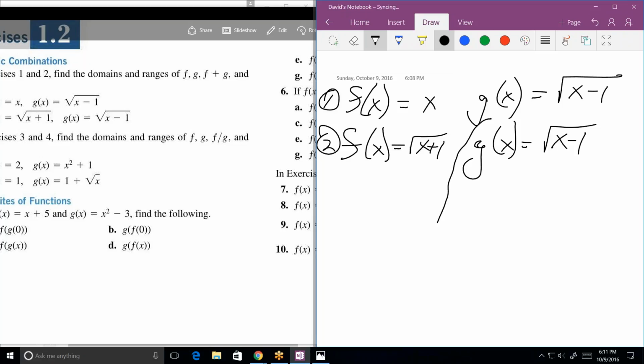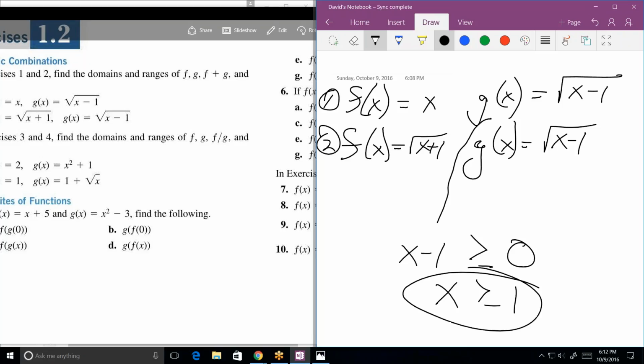What we're going to do, we're going to take that function, and take whatever's inside the square root, x minus 1, and make it greater than or equal to 0. And that's how you solve all of these kind of problems, where you have a radical sign. Just whatever is inside, make greater than or equal to 0. Unless it's a denominator. In other words, you can solve this pretty easily. x has to be greater than or equal to 1, so that's the domain for g of x in 1.